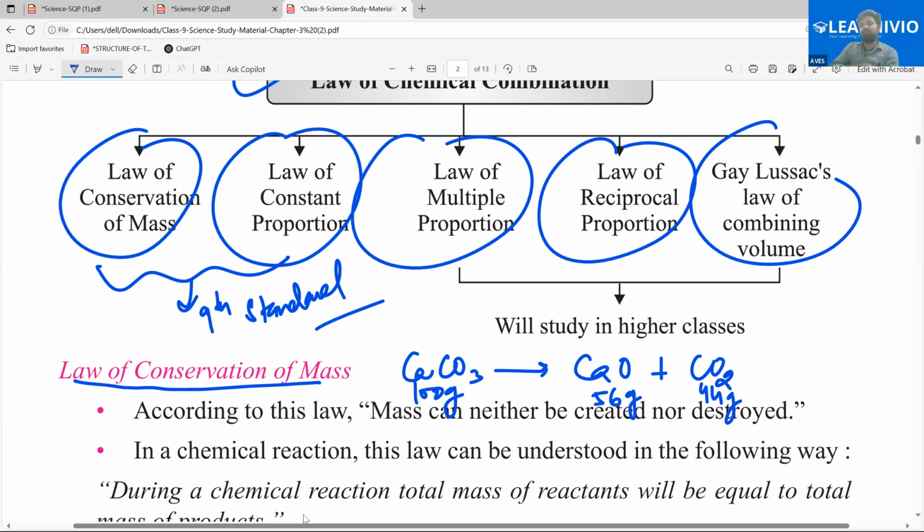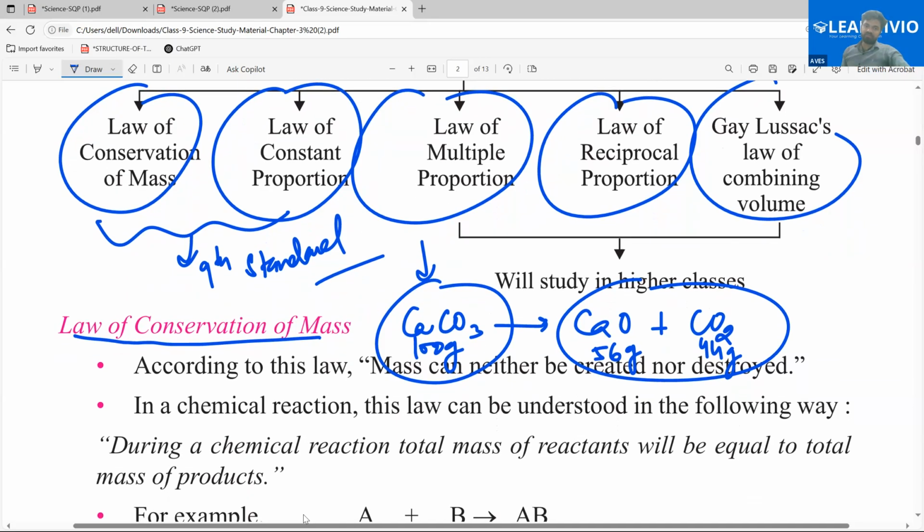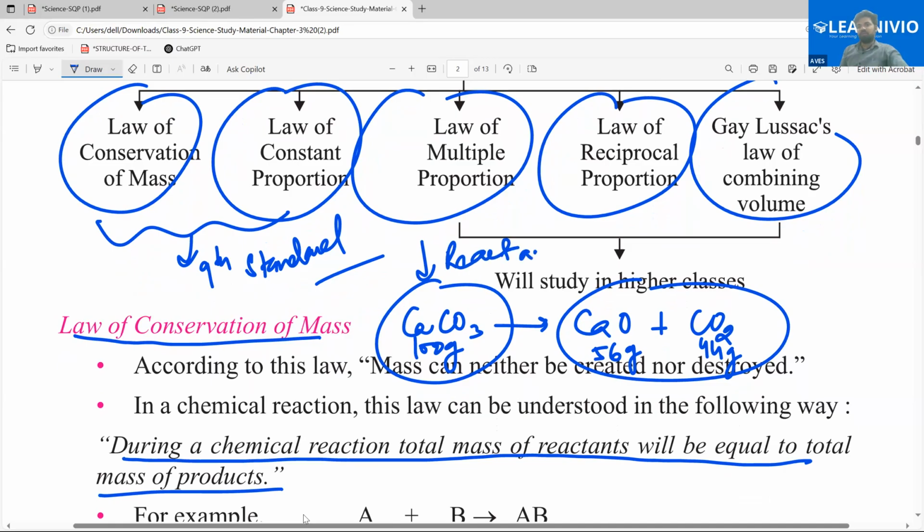So don't think that if you heat 100 grams of calcium carbonate, you will get only 56 gram of calcium oxide, which is solid. The 44 grams of carbon dioxide will be eliminated out. So we say that the total mass before and after, this is the before and this is the after, is always conserved. Mass can neither be created nor destroyed during a chemical reaction. During a chemical reaction, the total mass of the reactants is always equal to the total mass of the products. This side, before the arrow, is called the reactant side, and this side is called the products.